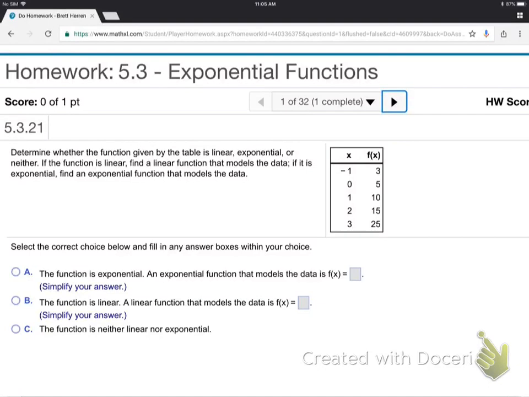So here we go with a table of values. This is 5.3, table of values. How do you go about determining? These are y's, right? This is like an XY table. And they're saying, okay, XY table, what kind of graph is that? Is it a table from a linear equation, an exponential, or neither? How do you know that?